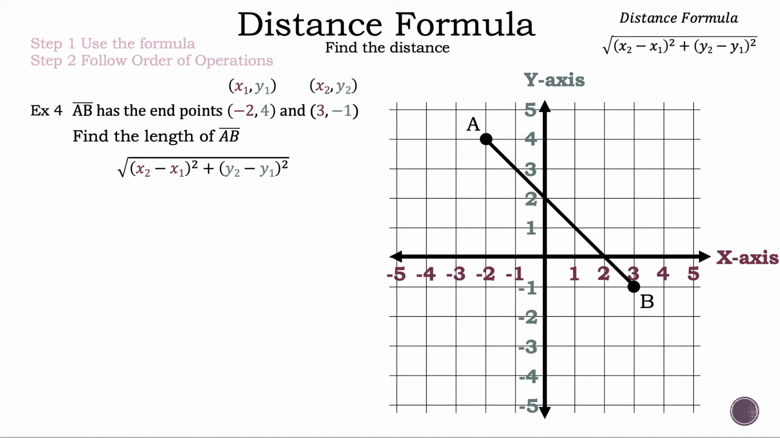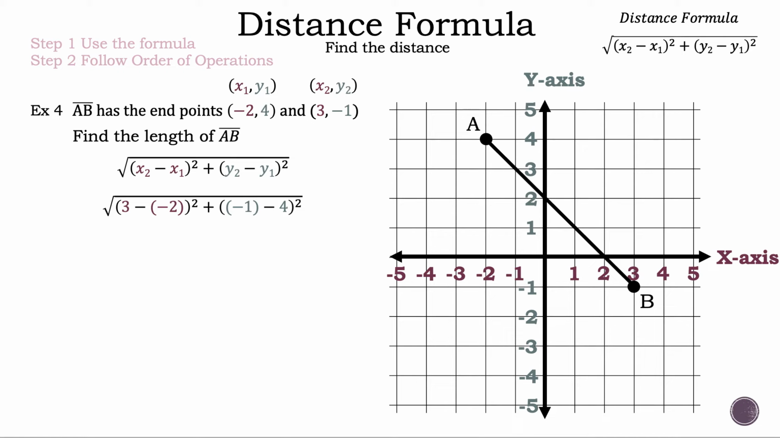But let's go ahead and substitute 3 for x2, since x2 is written first. And now we can substitute -2 for x1. We can substitute -1 for y2. And we can substitute 4 for y1. And now we have the square root of (3 minus -2) squared plus (-1 minus 4) squared. Let's follow the order of operations so we can simplify this answer.